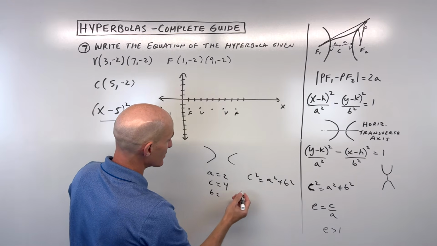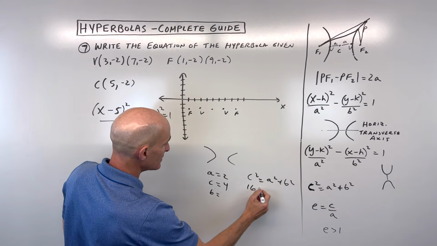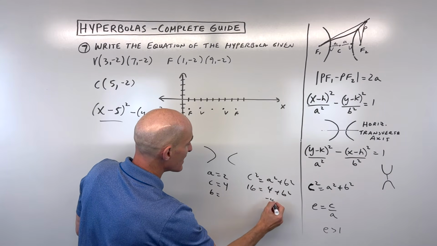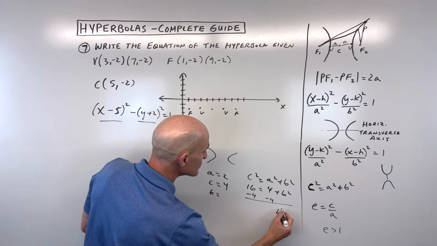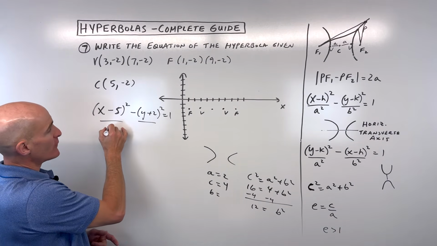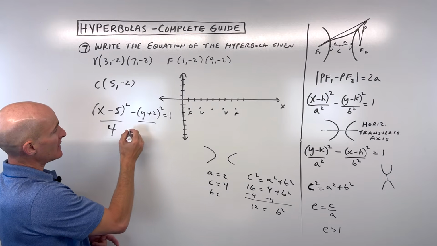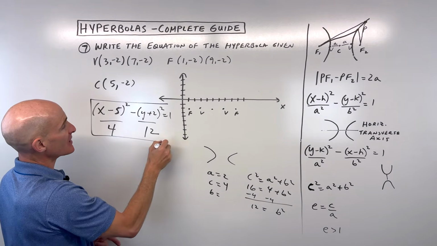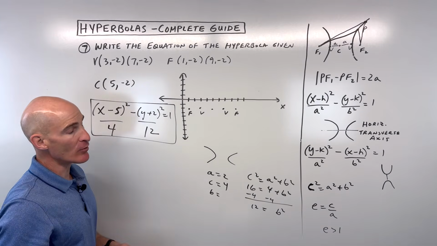And our b value we can find by using the Pythagorean theorem here: c squared equals a squared plus b squared. So that comes out to 16. 2 squared is 4. Subtract 4 from both sides, and you can see that b squared is equal to 12. So here you can see this is going to be 4, that's 2 squared, and then b squared is going to be 12, and that's it. That's the standard form of the equation of our hyperbola.